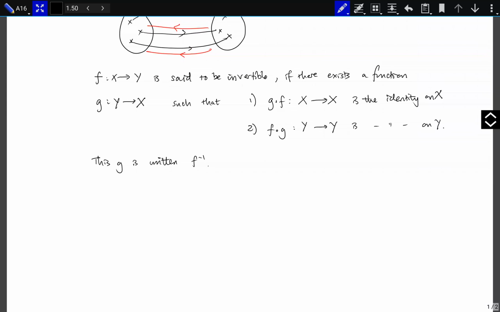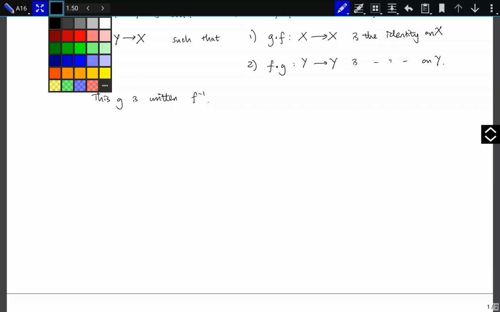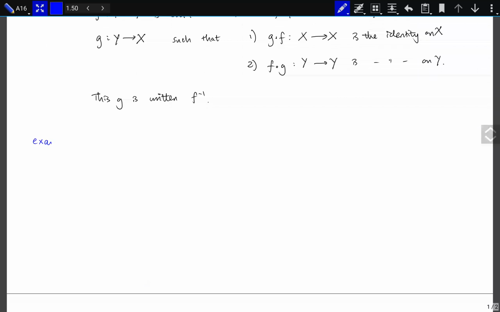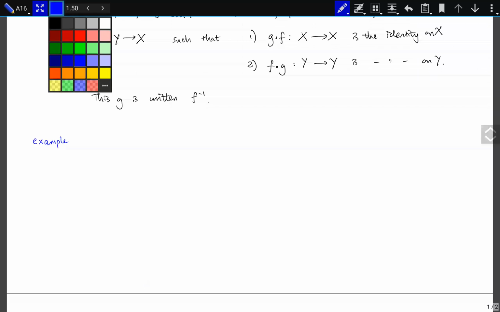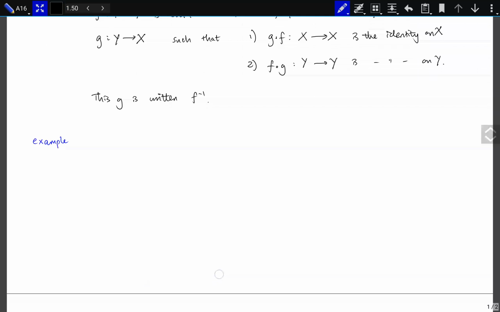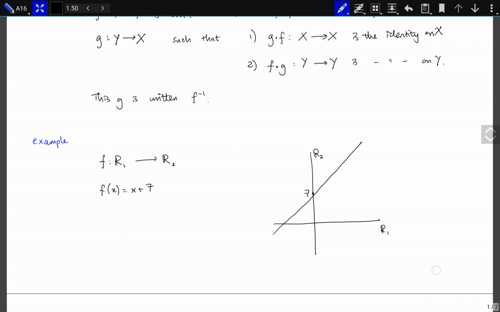So let me do an example. Suppose my function is from the real line to the real line. I'm just going to label them R1 and R2 to distinguish the domain and codomain. Then, if I define f of x to be just the +7 map, you can see that the graph of the function is this. There's f.